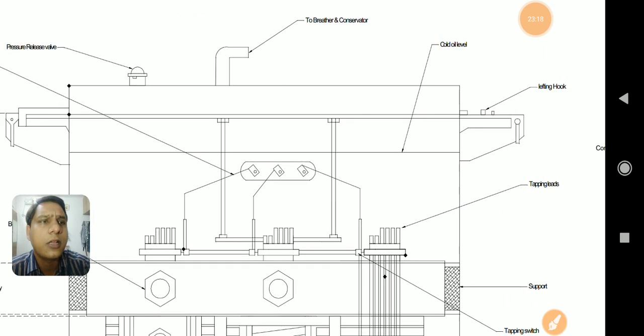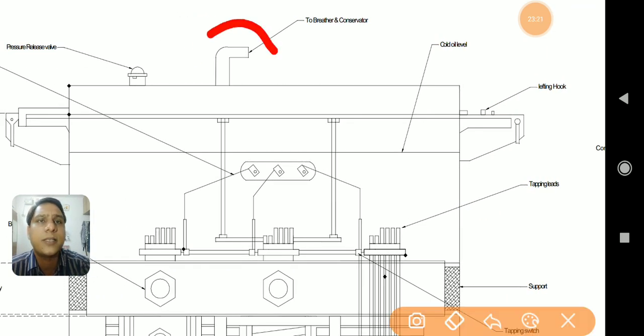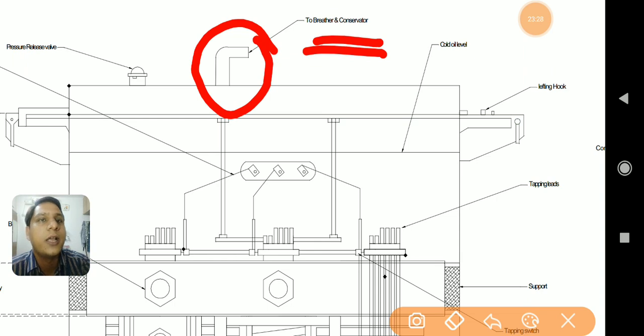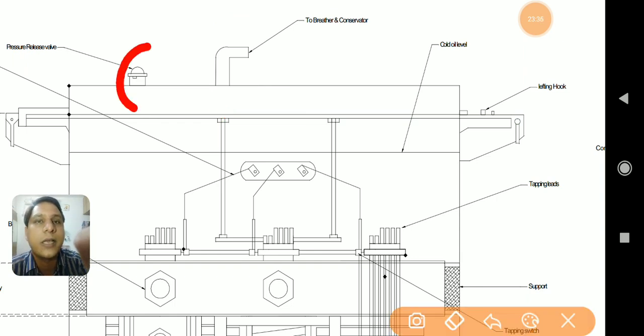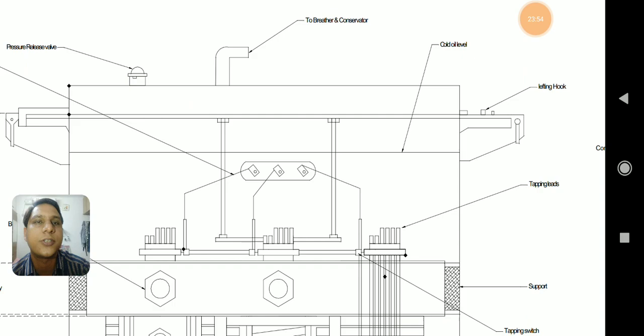Then the other parts of the transformer. This is the connection which is going to the breather and conservator, as written here. Then there is something present here called the pressure release valve. The purpose is very simple. Whenever the transformer oil gets heated and the temperature of the oil is beyond a certain limit, the pressure is beyond a certain limit, that pressure could be released with the help of this pressure release valve.